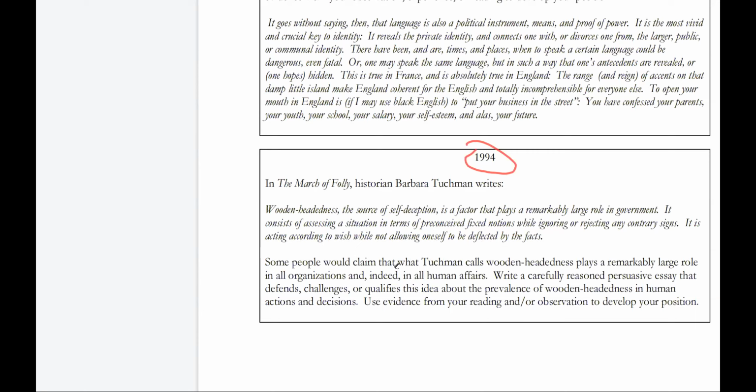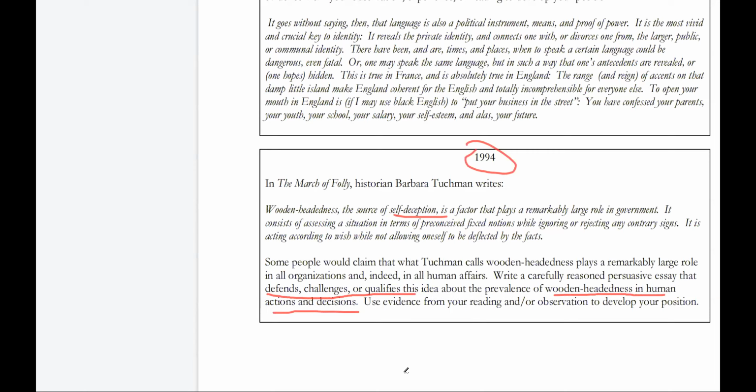So Tuchman claims that wooden-headedness plays a remarkably large role in all organizations and indeed in all human affairs, right? And so it's a self-deception. You try to convince yourself whatever you just did, it's right. You have no other options, right? So write a careful, reasoned, persuasive essay that defends, challenges, or qualifies this idea about the prevalence of wooden-headedness in human actions and decisions. Use evidence, of course.